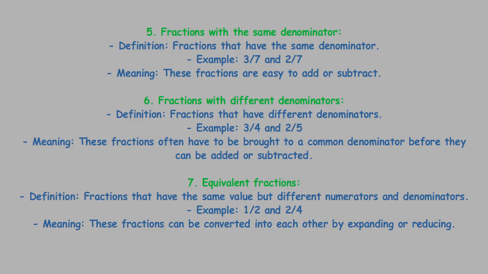Sixth, unlike fractions. Definition: fractions that have different denominators. Example: 3/4 and 2/5. Meaning, these fractions often need to be brought to a common denominator before they can be added or subtracted. Seventh, equivalent fractions.